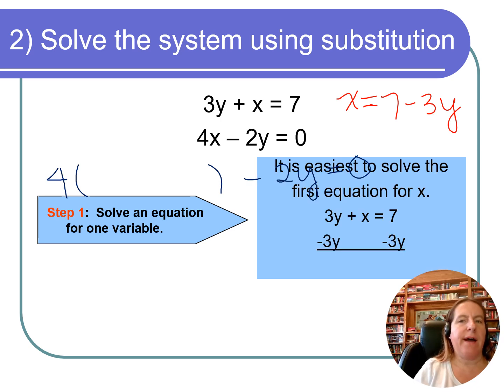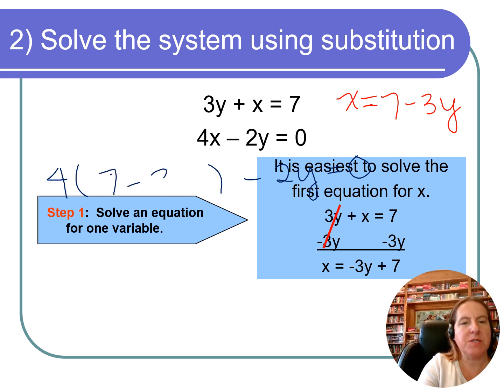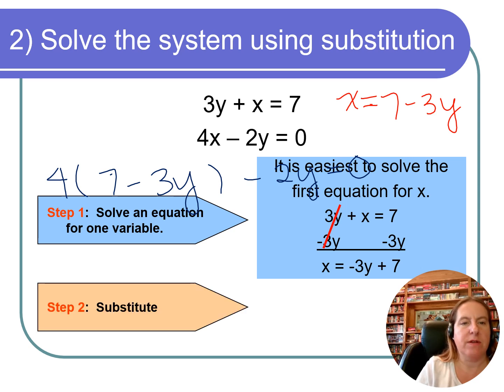Now we're going to take x equals 7 minus 3y, and in the second equation, we're going to substitute that in for x. So instead of 4 times x, I'm going to write 4 times 7 minus 3y, and then I continue the rest of the equation. Minus 2y equals 0. We're going to solve that for y by first off distributing. So multiplying in by 4. 4 times 7 is 28.